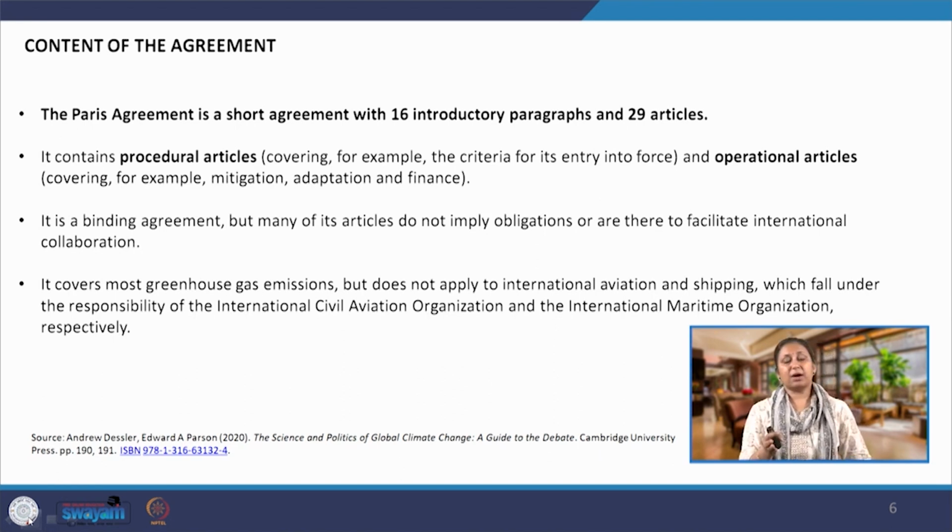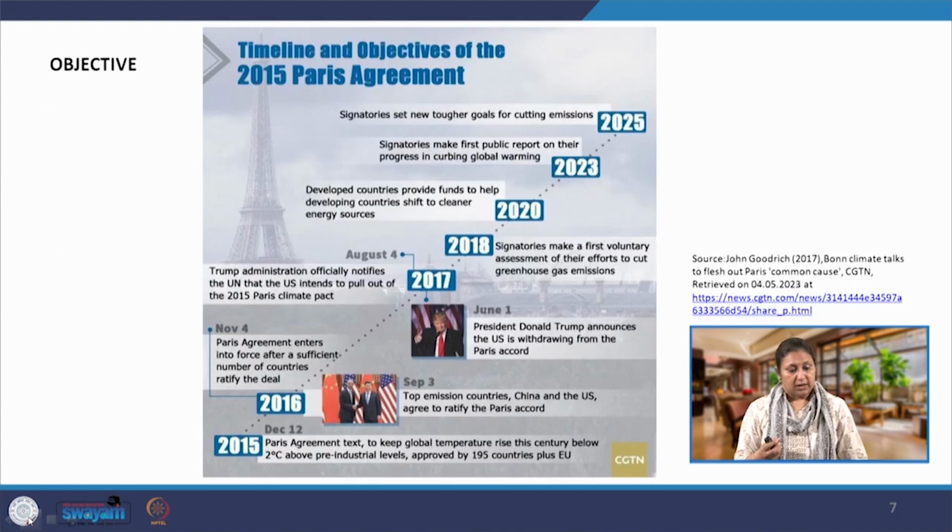So, it is a binding agreement. All those who sign it are bound to meet the targets, but its articles do not imply obligations. So, the targets have to be set, similar to Kyoto Protocol, by the country, the party itself, and it also covers most of the greenhouse emissions except the emissions due to aviation.